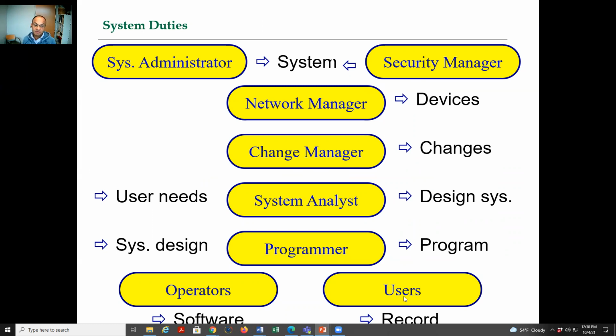So the users have access to the records only. The operators have access to the software. The programmer receives the information from the system design to create the program. The system analyst receives the information from the users to design the system and then passes it on to the programmer. The change manager is able to do only changes in the system. The network manager is responsible for the devices. The security manager and the system administrator are responsible for the whole system.